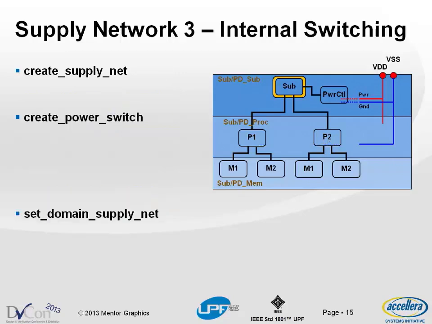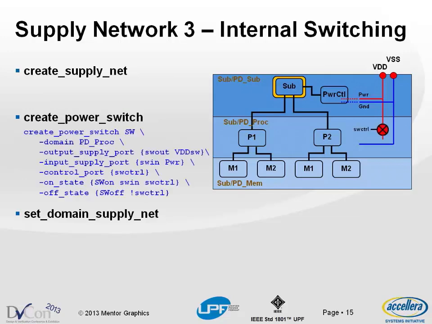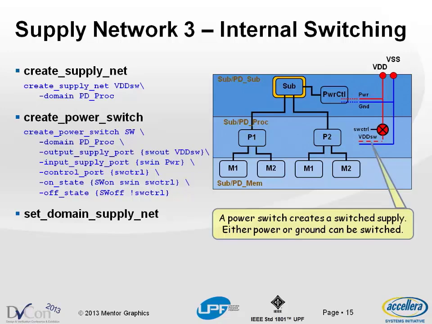Now, suppose we have a supply network that involves an internal switch. In this case, what we want to do is create a power switch on one of those nets. And you can see that I've created this switch here with a switch control signal, and it has an output. I need to have that output defined, so we actually need to create supply net for this domain PDProc and give it a name of this switched output. And that switched output name has been used as the net to which the output port of the power switch has been connected.